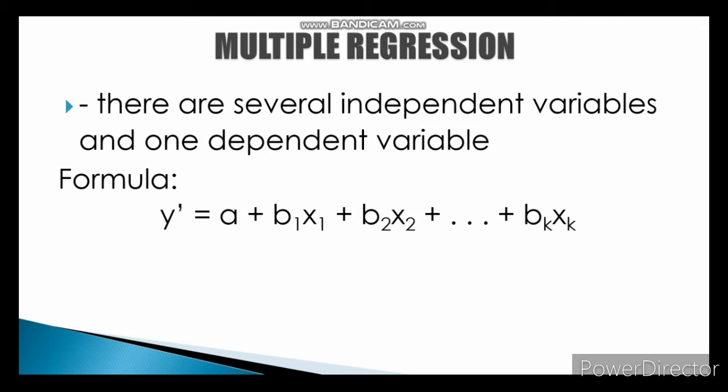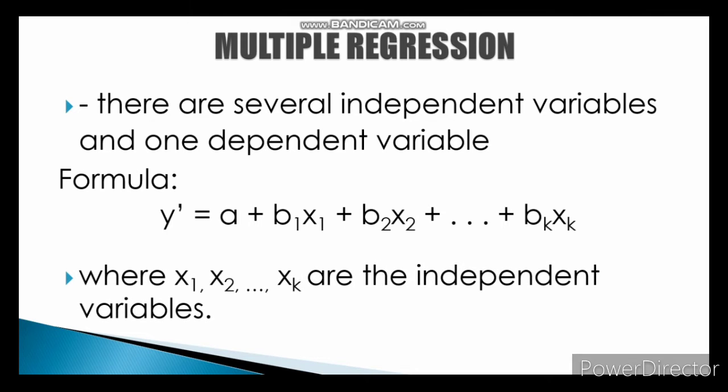So the formula in multiple regression is y prime is equal to a plus b sub 1 x sub 1 plus b sub 2 x sub 2 plus up to plus b sub k x sub k, where x sub 1, x sub 2, up to x sub k are the independent variables.